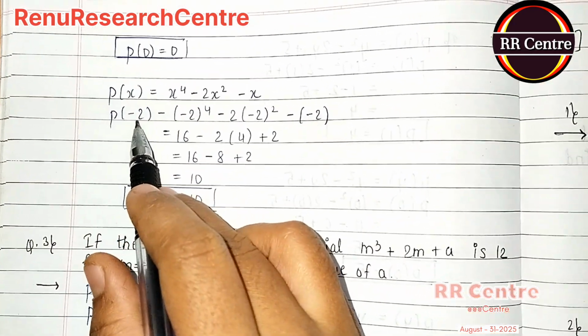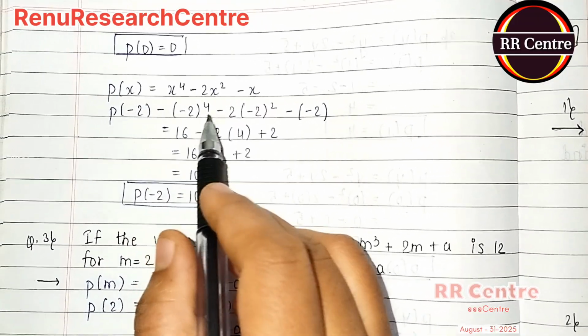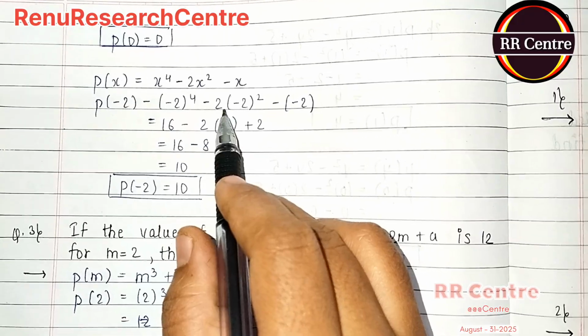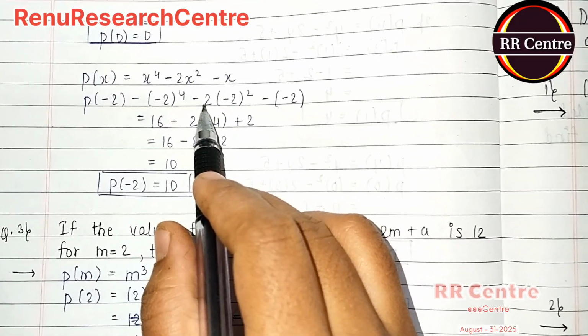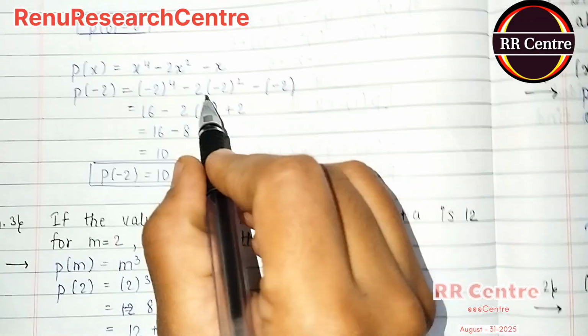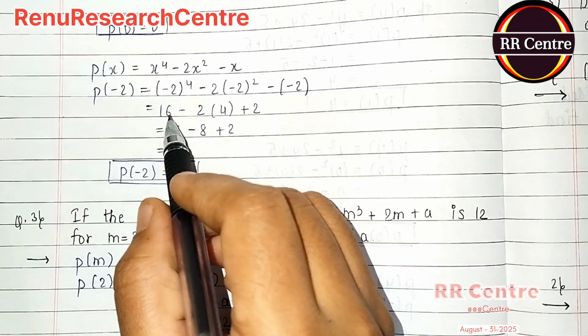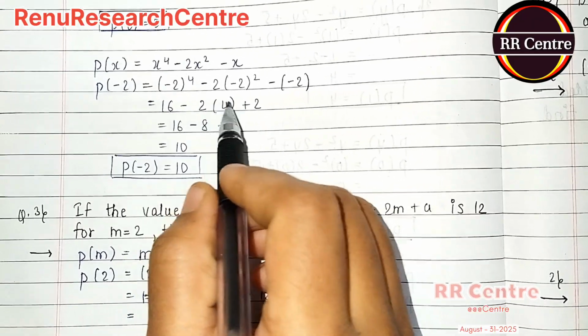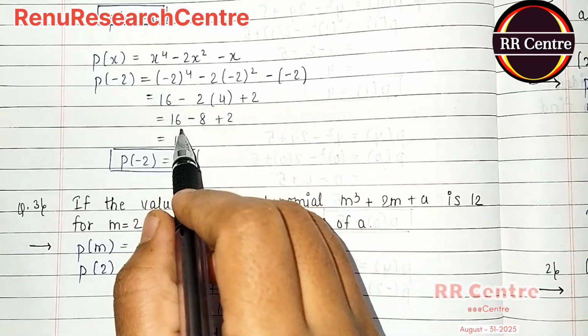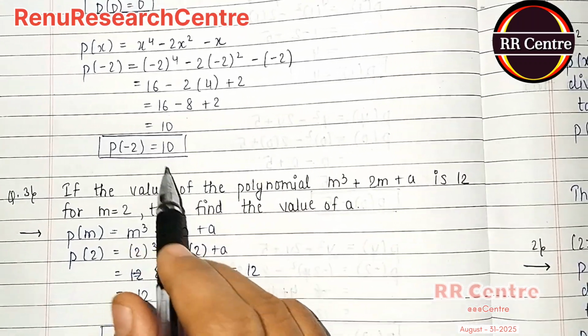Then p of x, replace with minus 2, then minus 2 raised to 4, under 2, then minus 2 whole square minus 2. So 2 is equal to 16 and minus 2 then 4 plus 2. So 16 minus 8 plus 2 is 10. So p of minus 2 is equal to 10.